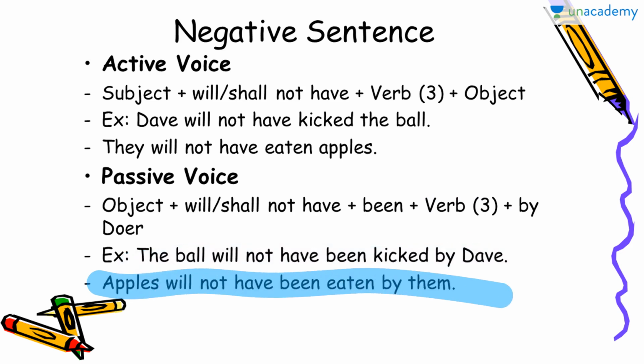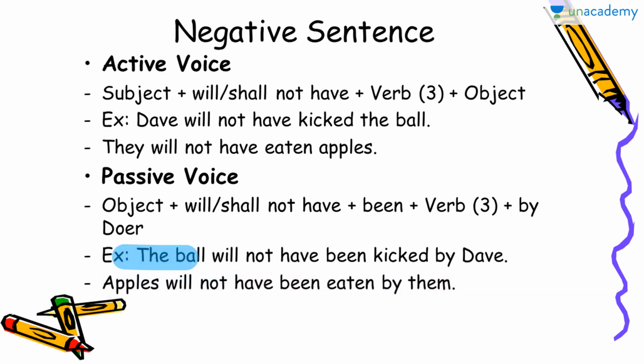So what do we find here? We see that the things on which the work was supposed to be done or which was not done is stated in the starting. Will not have been, again will not have been remains same, then verb third form, and then at last we find the name of the doer.